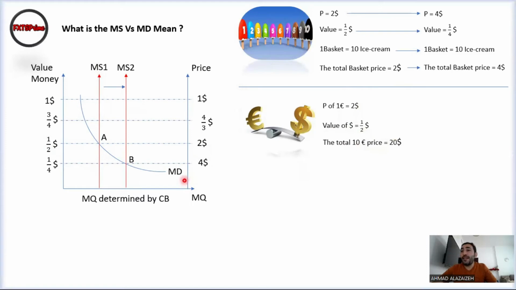So let's see what is going to happen if we shift the money supply to the right. The price of €1 now equals $4, and the money value decreased to a quarter, and the price for €10 now becomes $40. So of course, guys, these are not real numbers, but I'm putting big numbers so you can understand what is going to happen when we are printing more money.